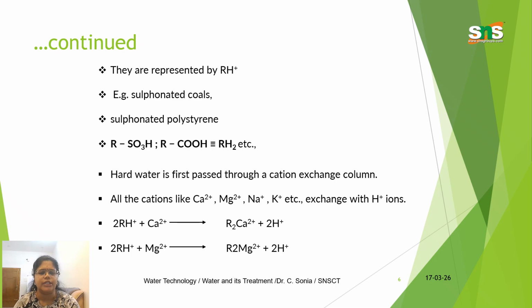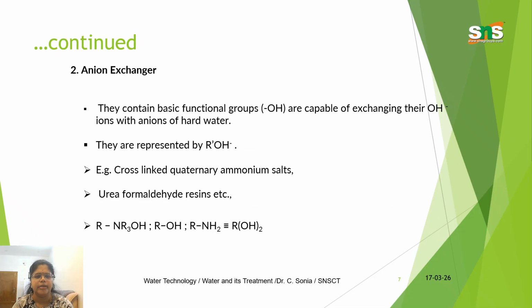Hard water is first passed through a cation exchange column. So all the cations like calcium, magnesium, sodium, potassium, etc. exchange with the hydrogen plus ions. And the reactions are as shown in the PPT.